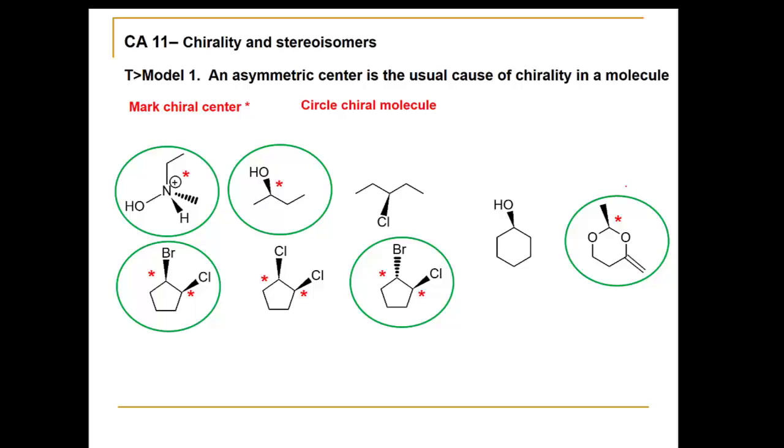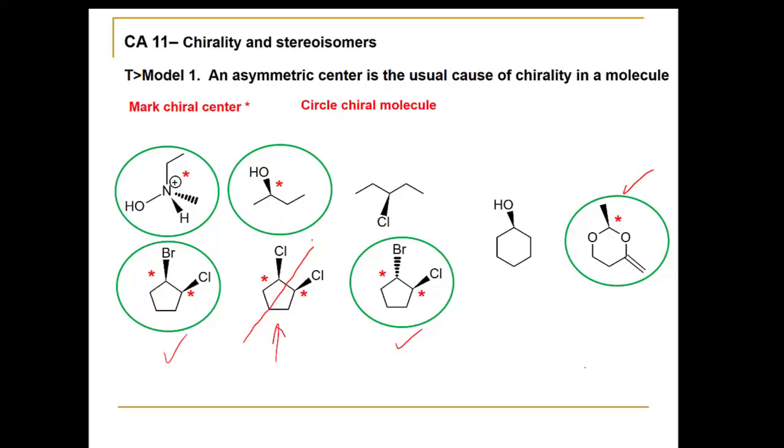In the top 2 examples, as well as the one on the end here, there's only 1 chiral center in the molecule, therefore that molecule will be chiral. In the bottom row, we have some examples of molecules with 2 chiral centers, and indeed this one and this one are also chiral. We know that they're chiral because they do not have a plane of symmetry, whereas this structure right here, although it does have 2 chiral centers, has a plane of symmetry, and therefore this molecule is not chiral. It has a mirror image, but the mirror image would be superposable.